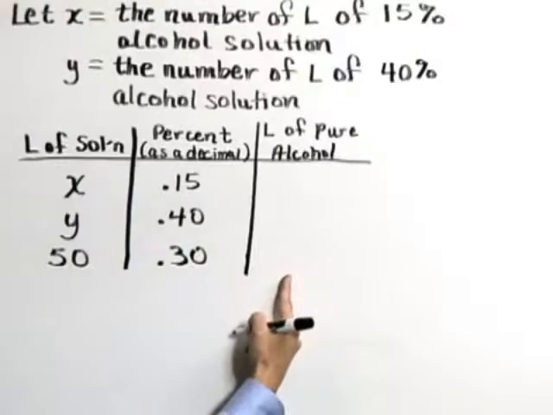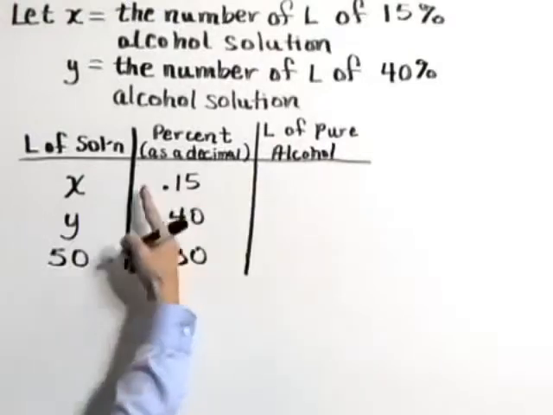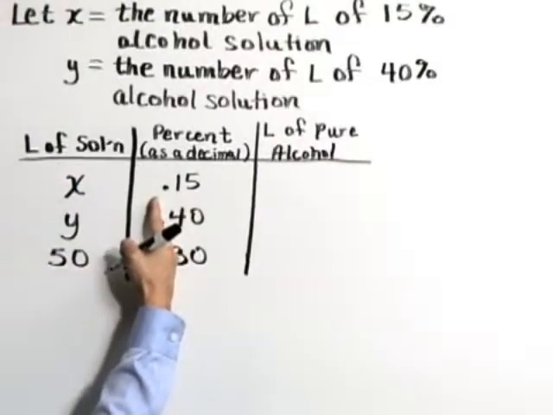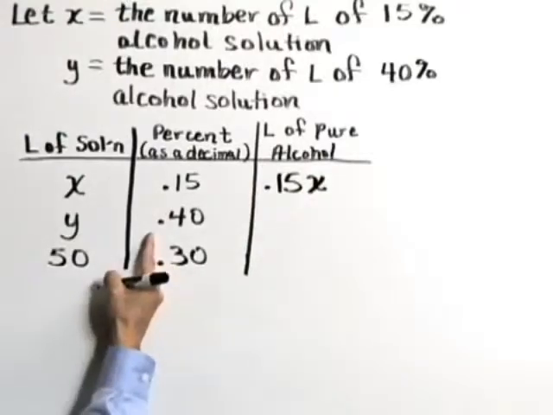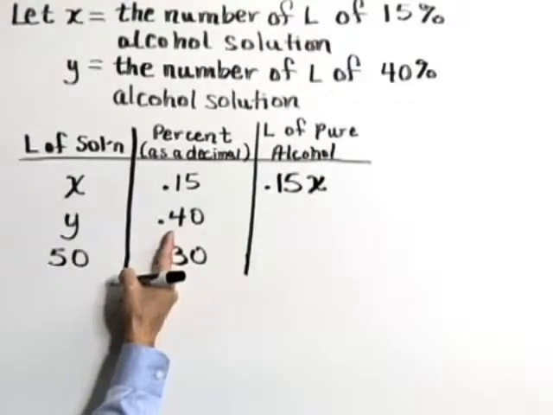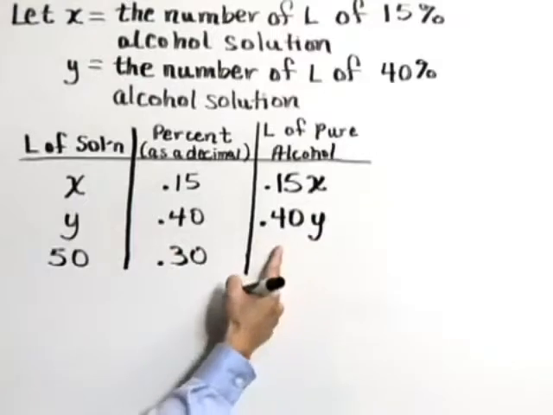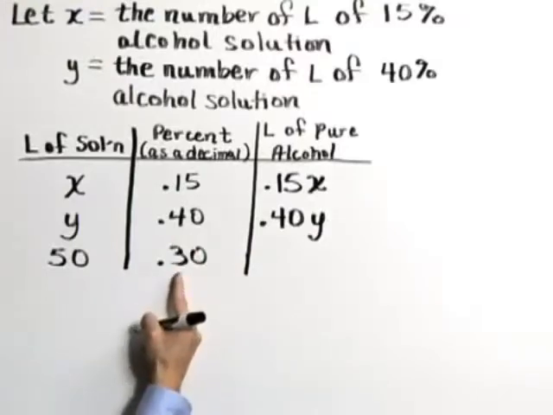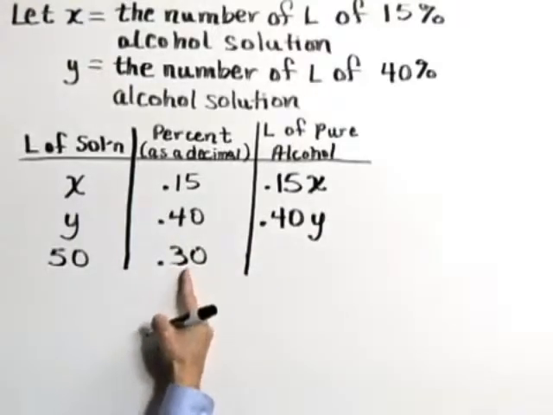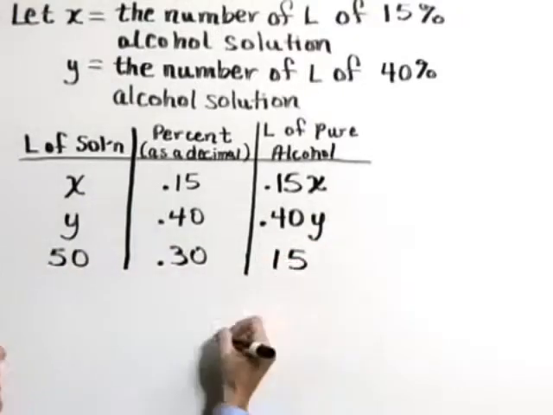Let's complete this last column, which is the amount of liters of pure alcohol. Well, if this amount X is 15% alcohol, then the amount of pure alcohol is 15% of X, or 0.15 times X. Same for the 40% solution. We want to find 40% of Y, or 0.40 times Y, to give the amount of pure alcohol there as well. And with our mixture, it's a 30% solution, so the amount of pure alcohol there is 30% of 50. That's 0.3 times 50, or 15.